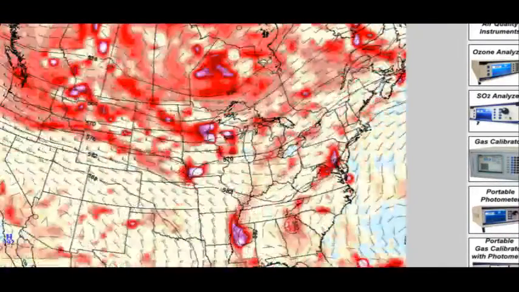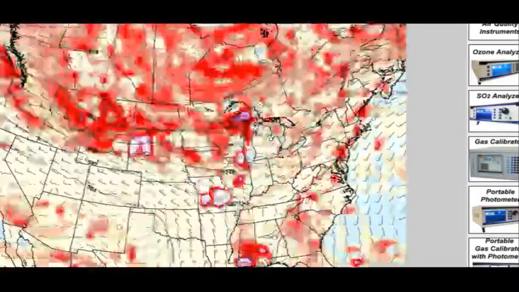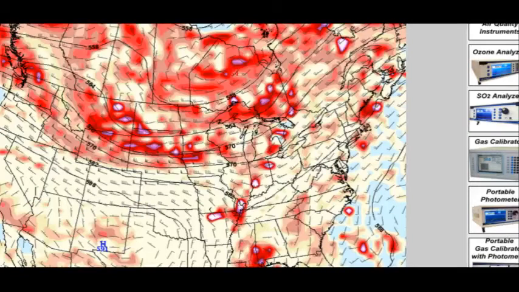Okay, so here's the dynamics page. Run that forward. 15Z, this is when chasers are starting to get to the area. 18Z, they're grabbing lunch, wanting to see what's happening. And what we're seeing here, we know that the front is roughly like this.